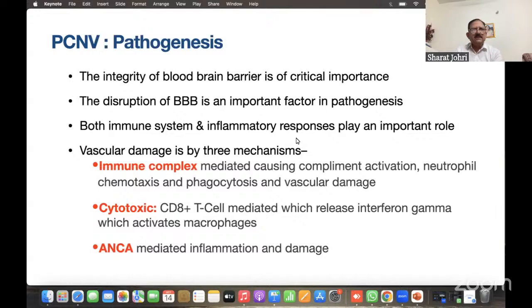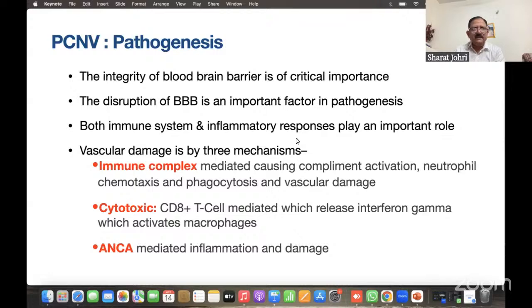The pathogenesis is that the integrity of the blood-brain barrier, which is important for the integrity of the brain, is disrupted. And this is the most important factor in the pathogenesis. And why is it disrupted? Because both immune system and inflammatory responses come into play.